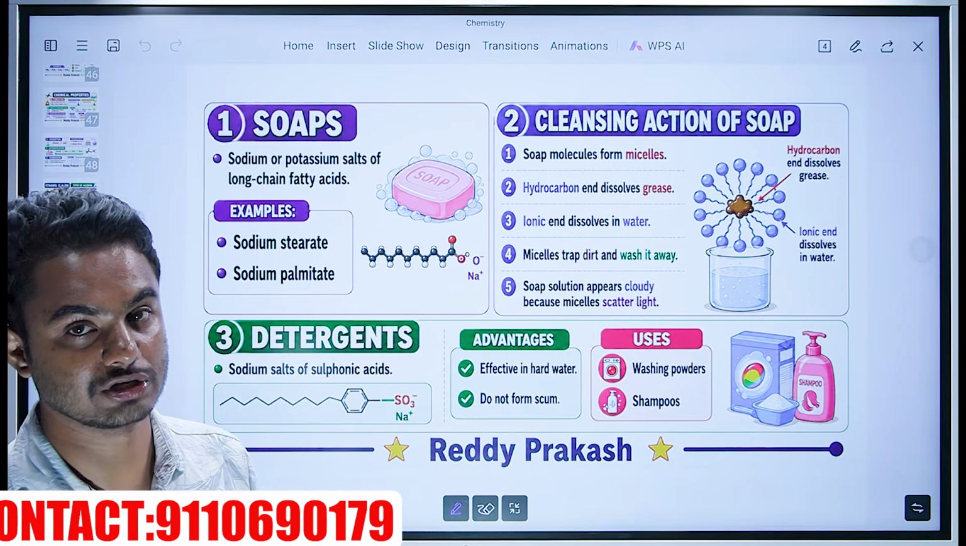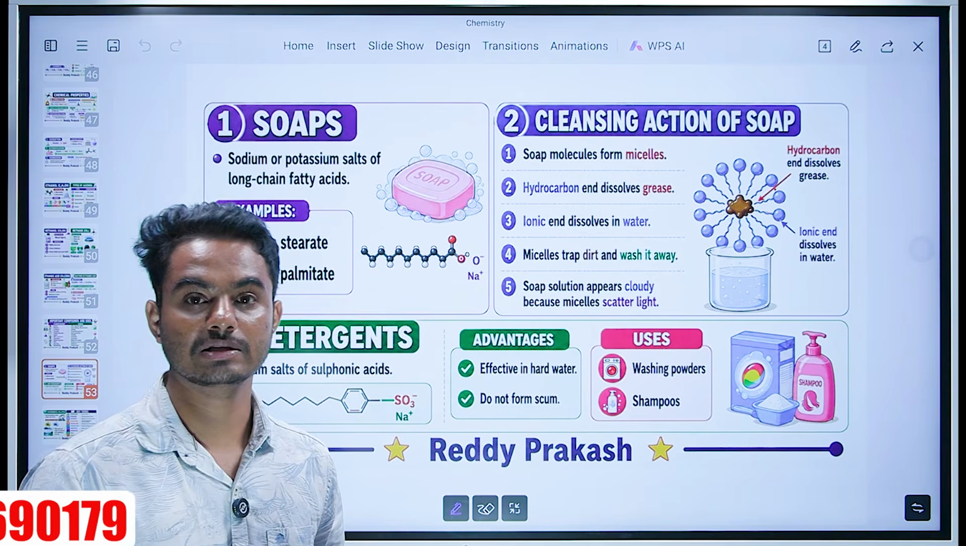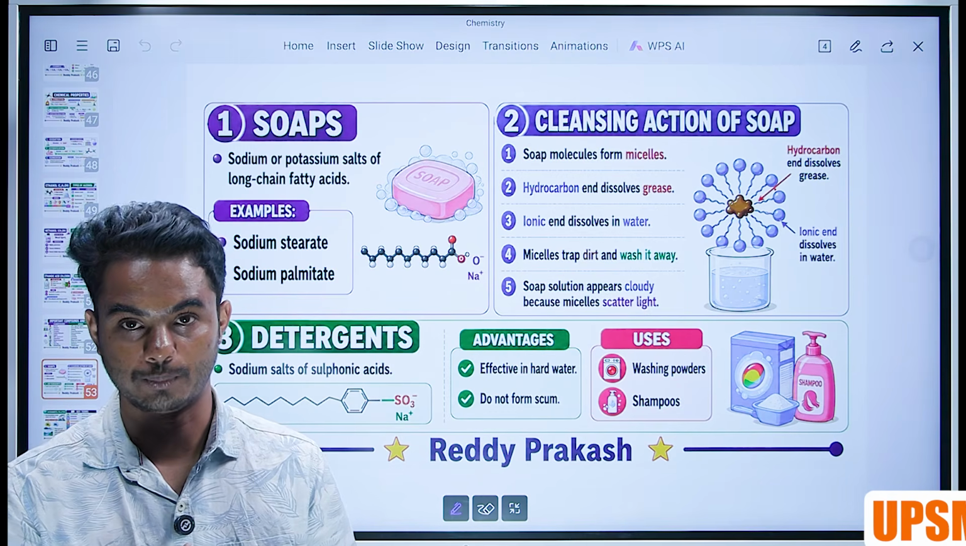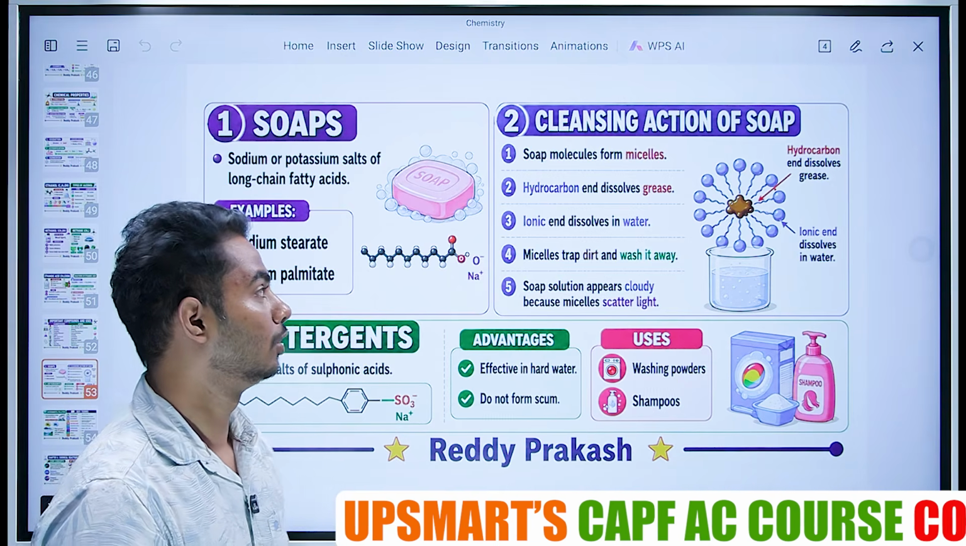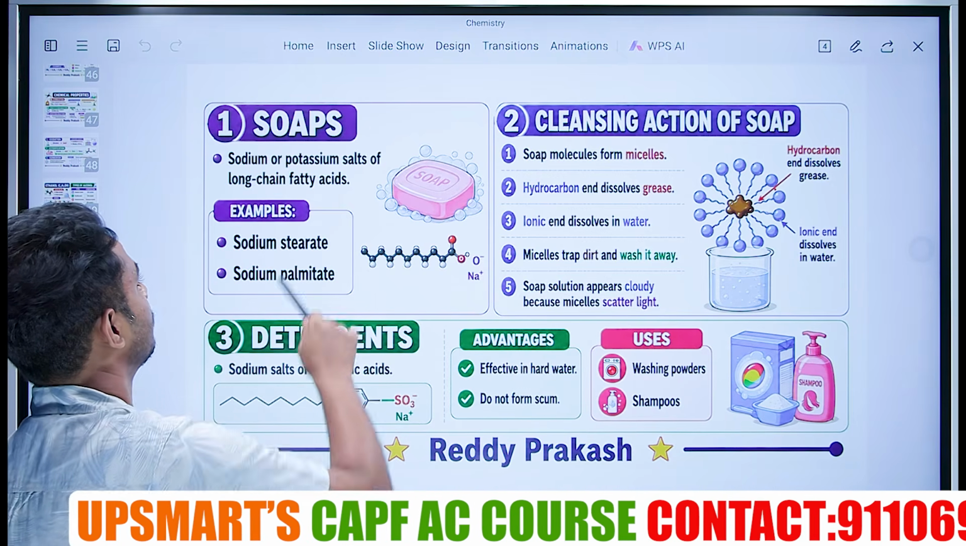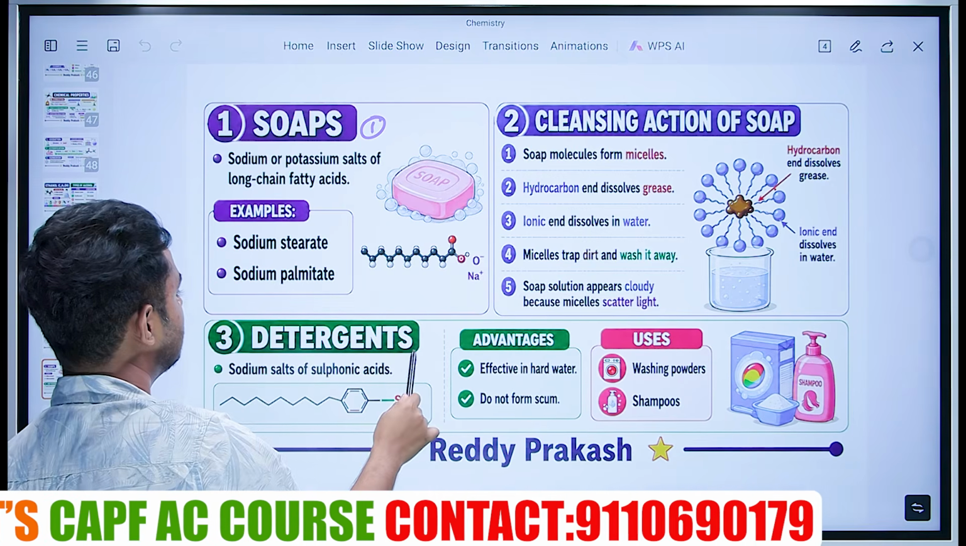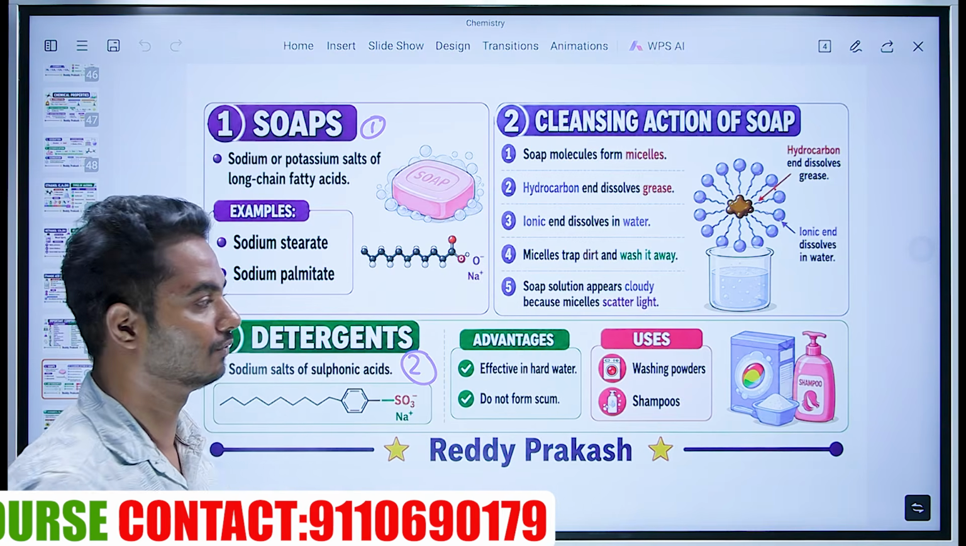I told you saponification. Saponification means if you mix ester with alkali, you will get soap. This is the process of manufacturing soap. Now, what are soaps? Soaps are different from detergents. Remember this. This is the main confusion.